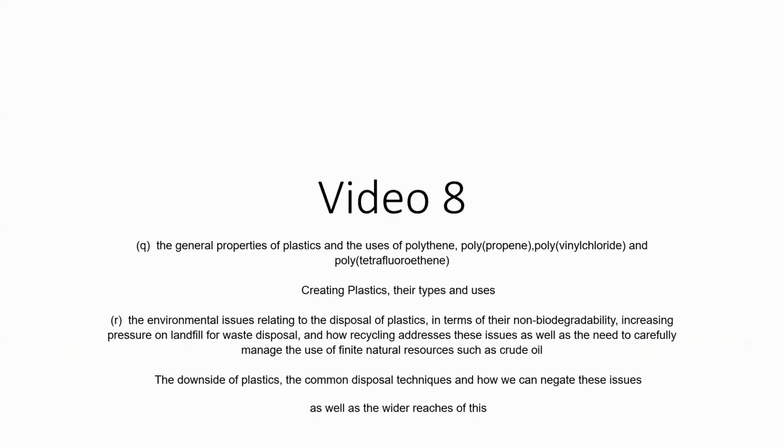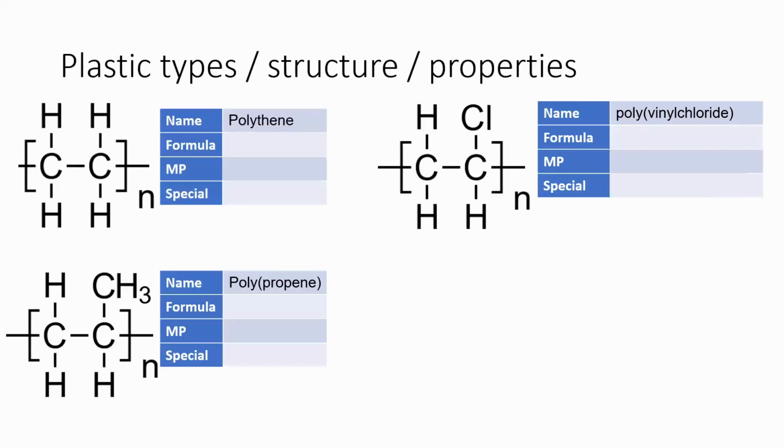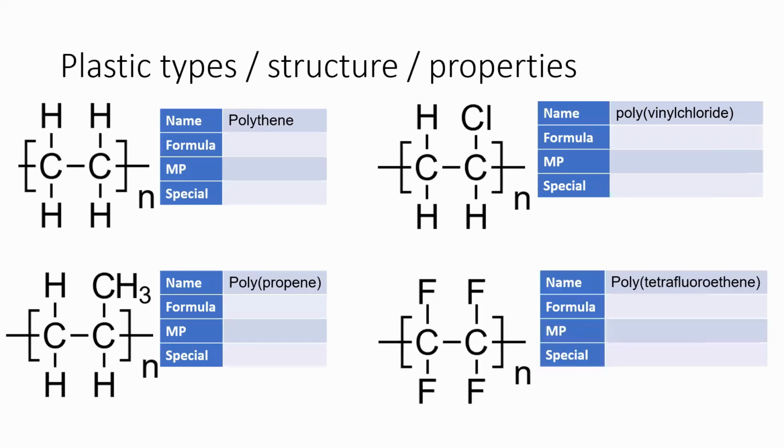Instead of splitting this video into 2, we will stay with this topic. We will now talk about the 4 main types of plastics and their environmental impacts. The 4 main plastics are polyethylene, polyvinyl chloride, polypropene, and polytetrafluoroethene. These have 4 different formulas, melting points, and they all have their own uses.